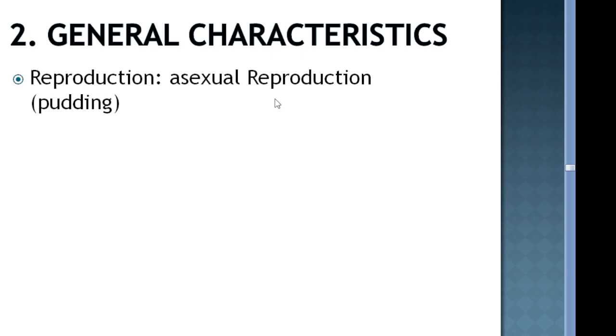Okay, why asexual? Because they are very simple living things and they don't produce gametes. The same thing is true for the parazoans. The parazoans don't produce any sexual cells. That's why they use asexual reproduction, and specifically they will use budding. Budding, as you know, is the formation of a bud, and the bud will form a new individual.